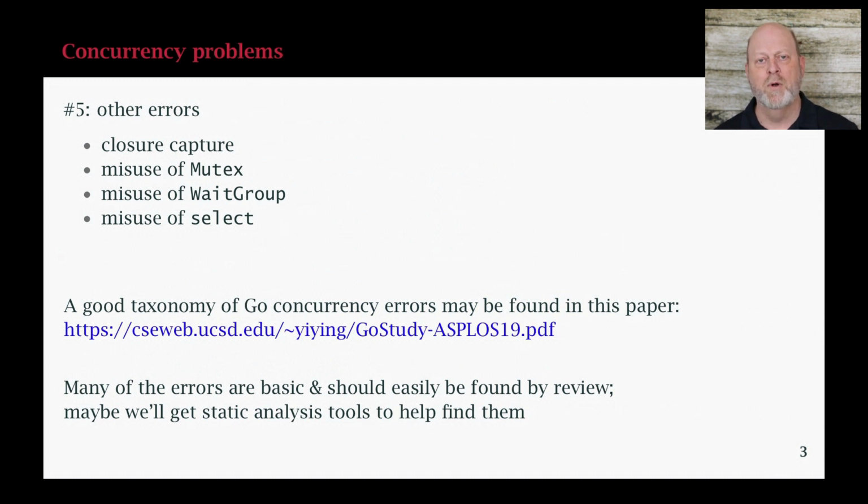Now, I've listed a paper. It came out in April of 2019, or the preprint came out. And it's a great paper. It was presented at one of the major conferences that year on concurrency problems in Go. And I want to say a couple things about the paper. First of all, again, I like the paper.